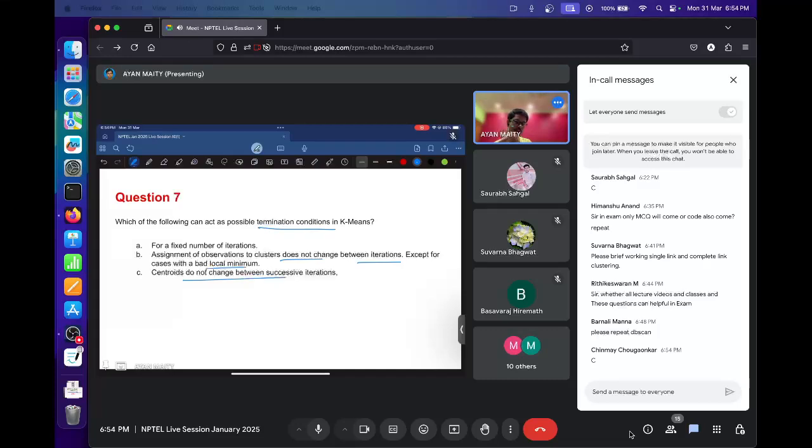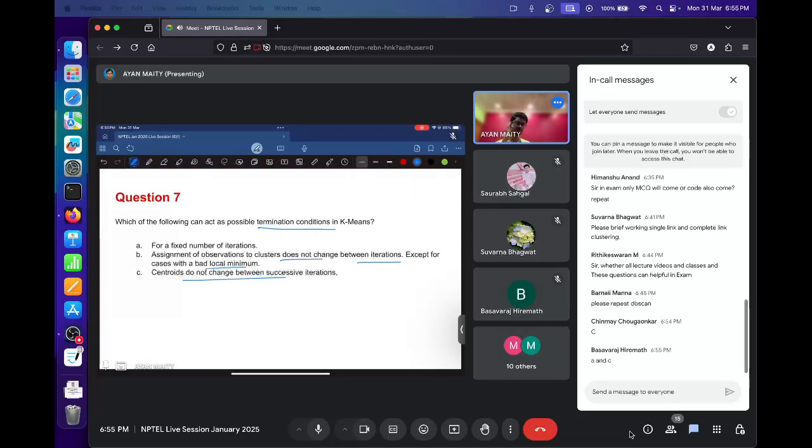Chinmay Choga versus option C. Okay. So multiple options may be correct in this question. Basavaraj Hirematsu's A and C.